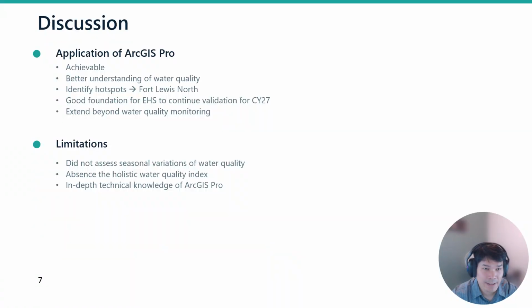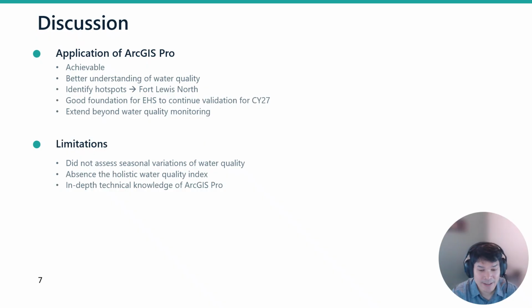We can see that the application of ArcGIS Pro to improve the water quality monitoring program is achievable. This software is a powerful tool with many built-in analysis capabilities. From spatial mapping, we have a better understanding of water quality across JBLM. For instance, IDW interpolation predicts Fort Lewis North as a potential hotspot for water compromise. Therefore, EHS should pay more attention to this area in order to ensure adequate water quality in this sector.